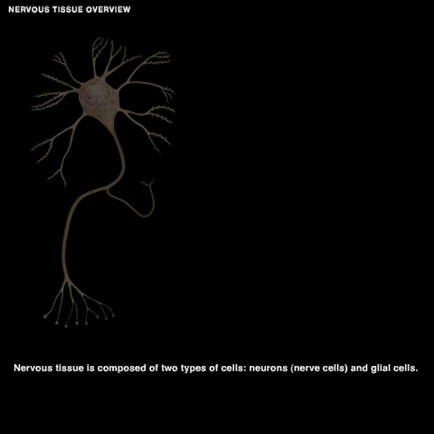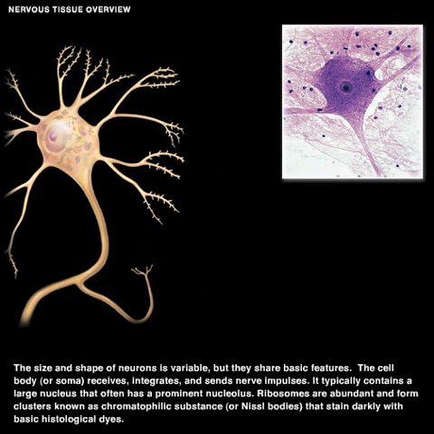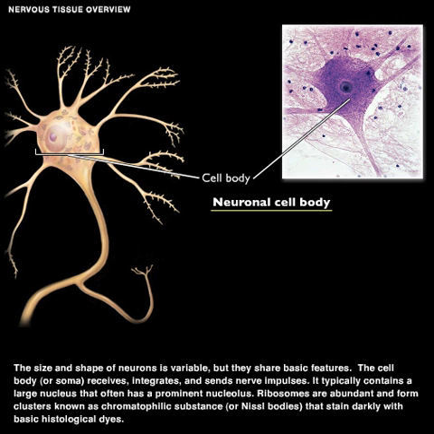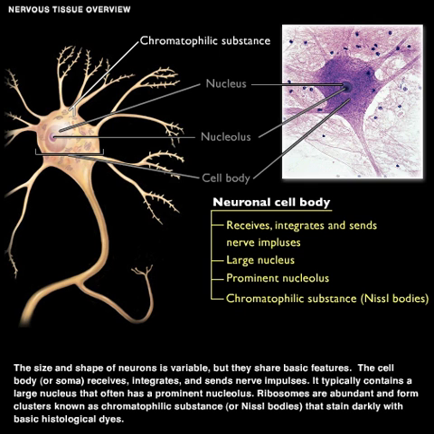Neurons have several important functional properties: a high metabolic rate, most are incapable of cell division, and they typically function throughout life. The size and shape of neurons is variable, but they share basic features. The cell body, or soma, receives, integrates, and sends nerve impulses. It typically contains a large nucleus that often has a prominent nucleolus. Ribosomes are abundant and form clusters known as chromatophilic substance, or Nissl bodies, that stain darkly with basic histological dyes.